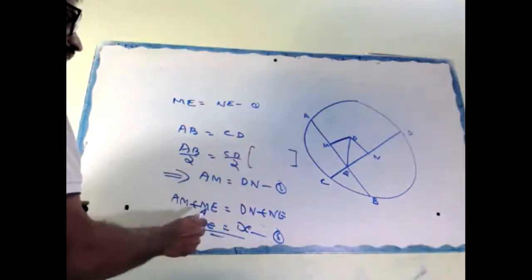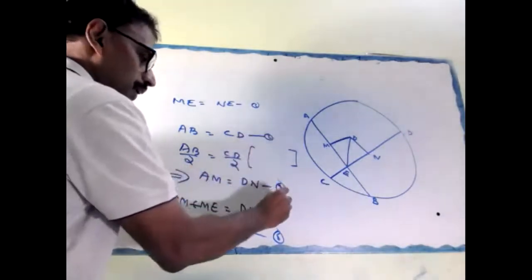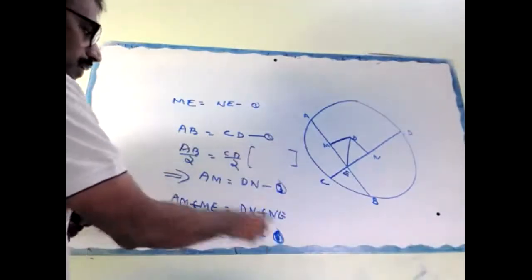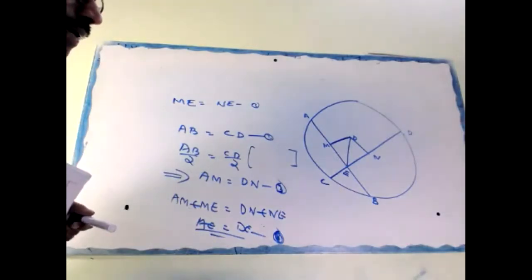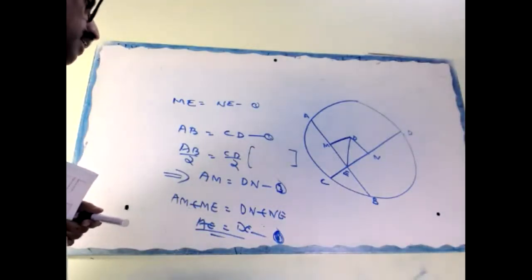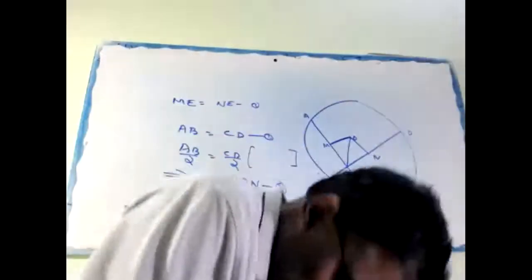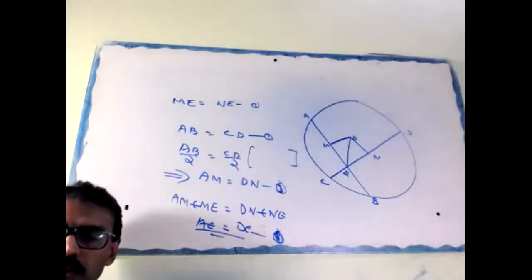We call this number 2. This is 3, 4. Last part, 2 minus 4. AB minus AE, what? BE. CD minus DE, what? CE. Okay, finish.